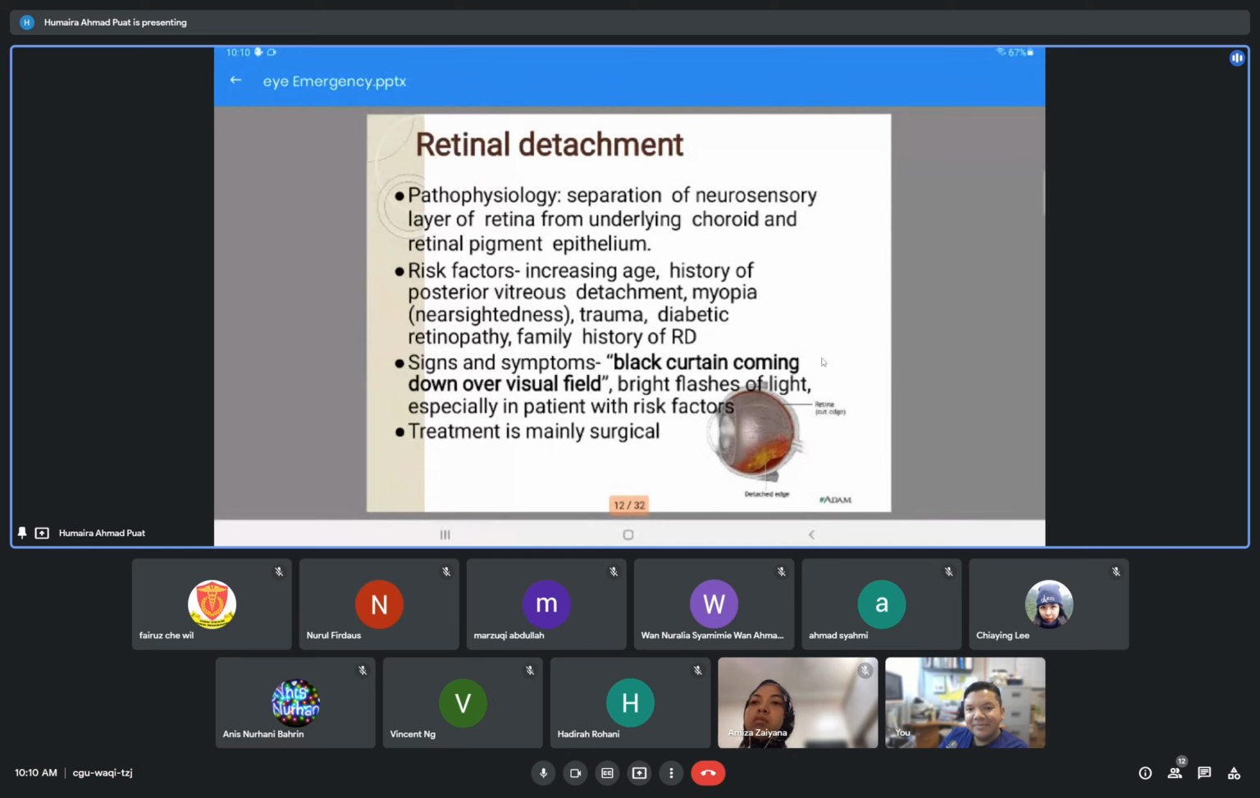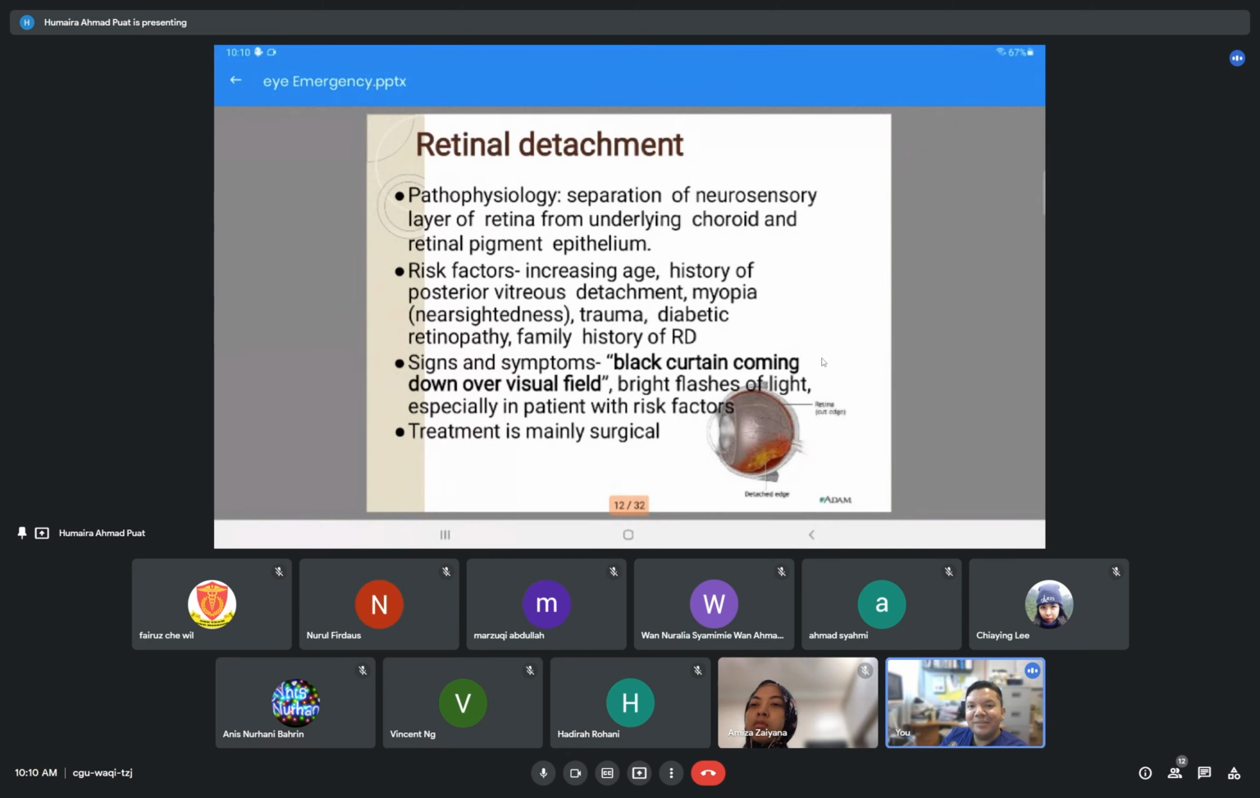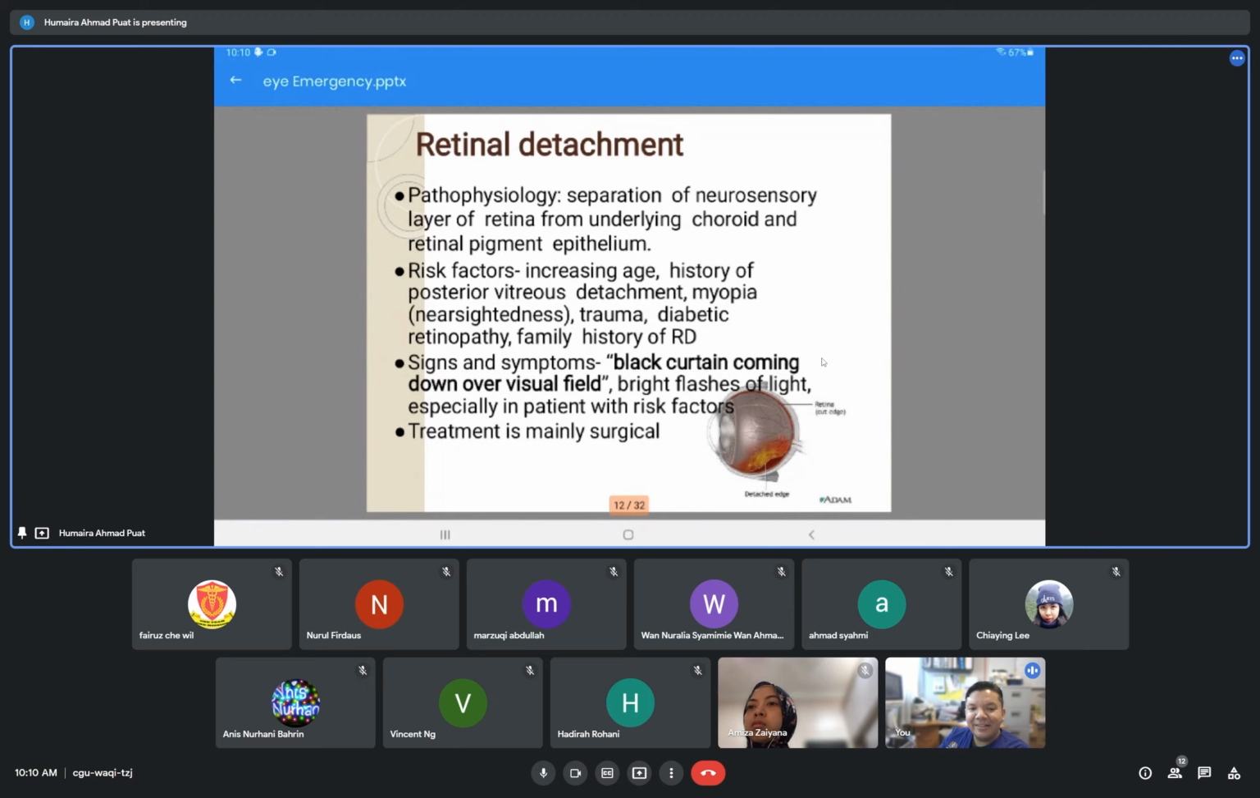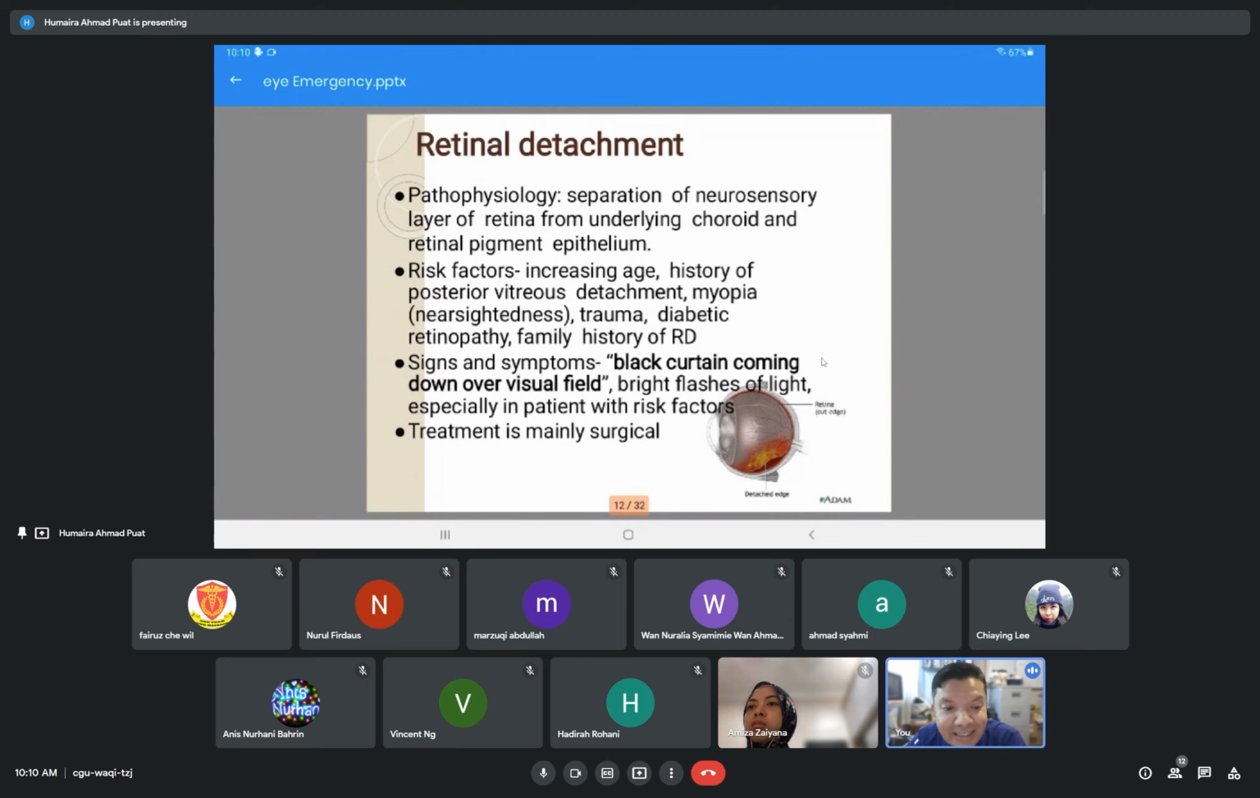The patient cannot open their eyes. Okay, usually it's painless, retinal detachment. You can do ocular ultrasound. You scan the eye. You use your linear array probe. Later you can scan the eye.